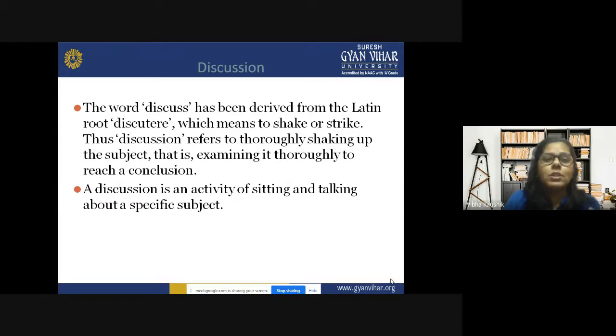A discussion is an activity of sitting and talking about a specific subject. Now, discussion is a type of activity where we have to sit and talk about a specific or a particular subject.